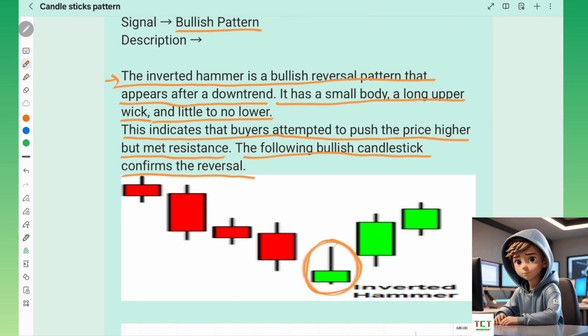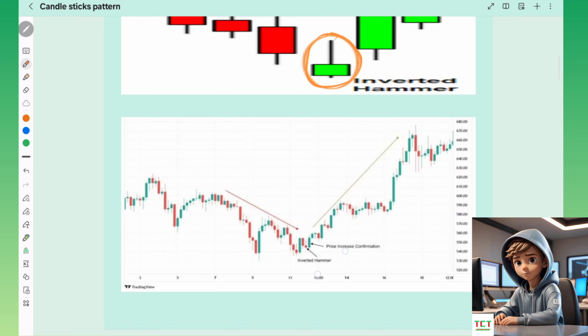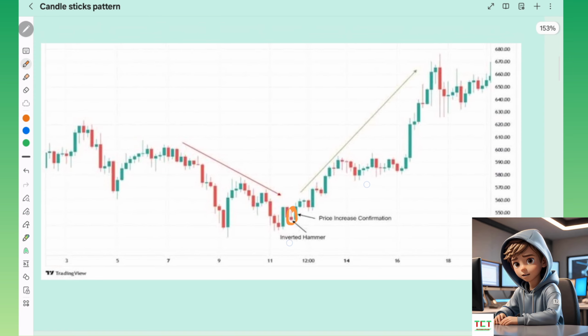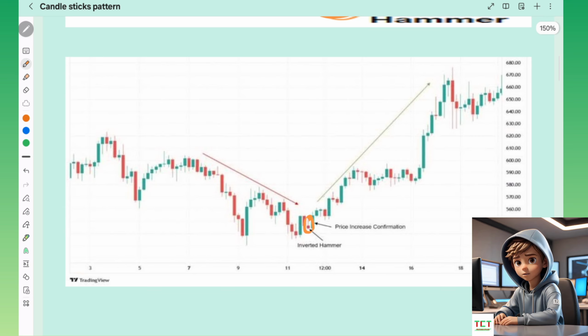So, let's understand with a real example. So, as you can see, there's an inverted hammer pattern shown, which indicates that the buyers are there, but the sellers stopped. But that's an indication also that the market might go up from here, and there you can see that also, the market has gone up.